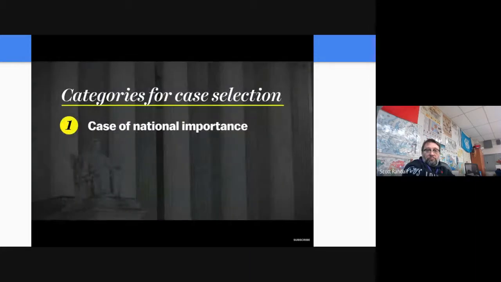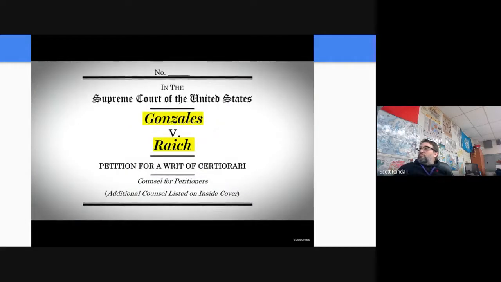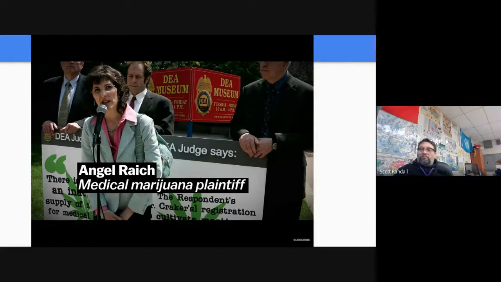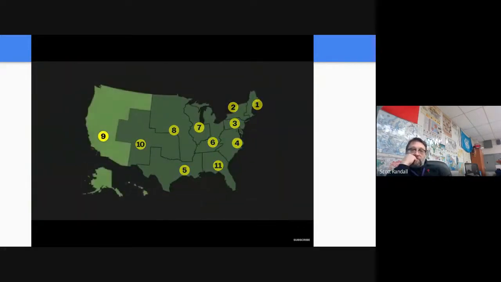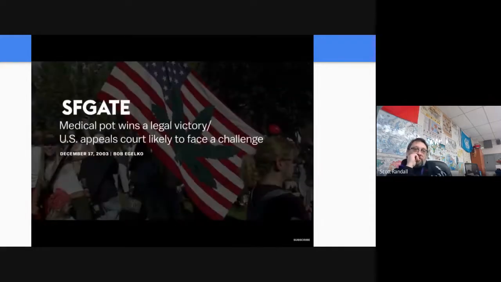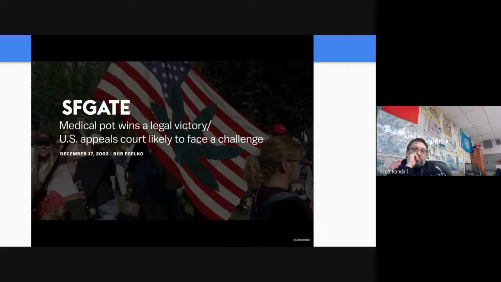A second type of case is when a lower court issues a ruling that invalidates federal law. An example is Gonzales v. Raich, in which Angel Raich, a California woman, challenged federal drug laws after agents destroyed marijuana plants she had been consuming for medical use. On her appeal in the Ninth Circuit, judges ruled in favor of Raich, deciding that she was compliant with the state law authorizing her use of medical pot. But that ruling conflicted with federal law prohibiting marijuana use.